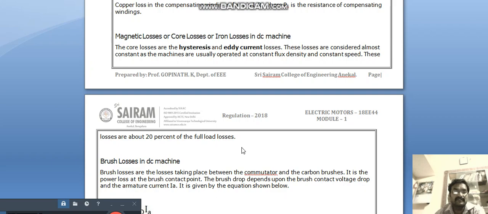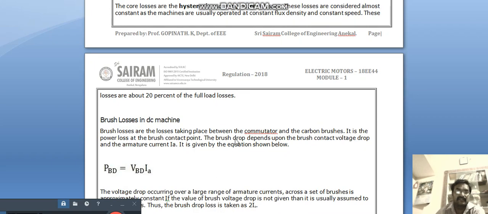Next one, brush losses in a DC machine. Brush losses are the losses taking place between the commutator and the carbon brushes. It is the power loss at the brush contact point. The brush drop depends upon the brush contact voltage drop and the armature current Ia. It is given by the equation PBD equal to VBD into Ia.